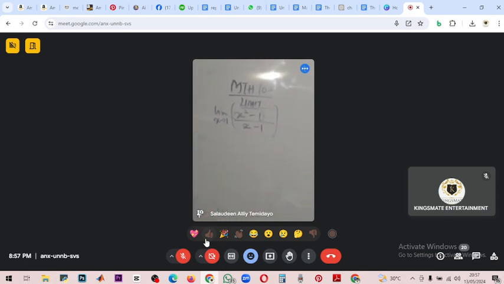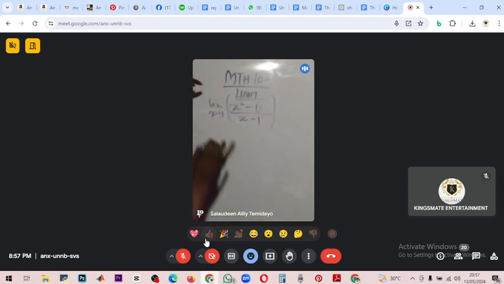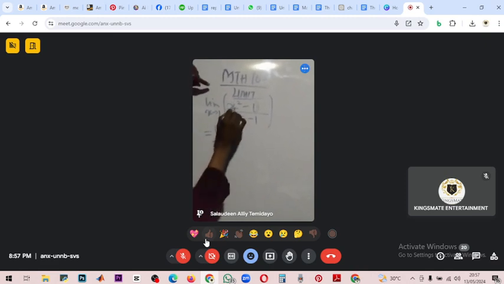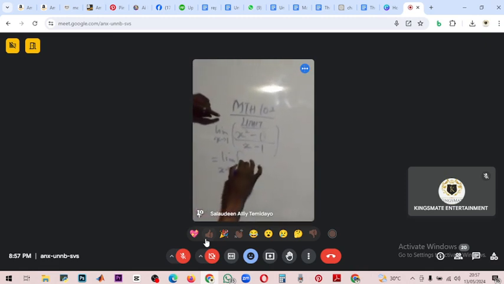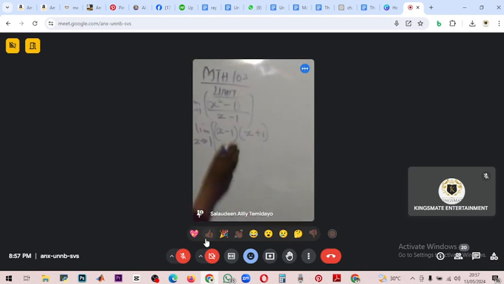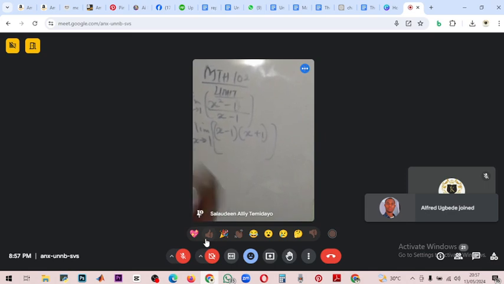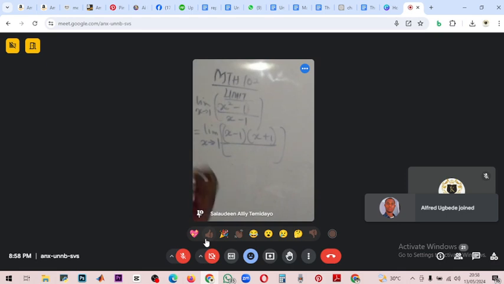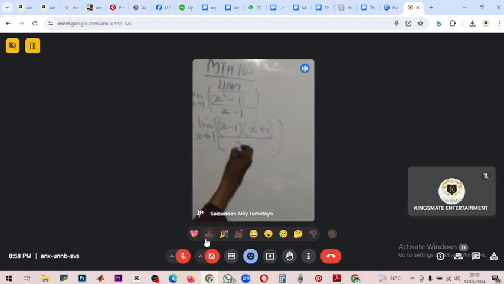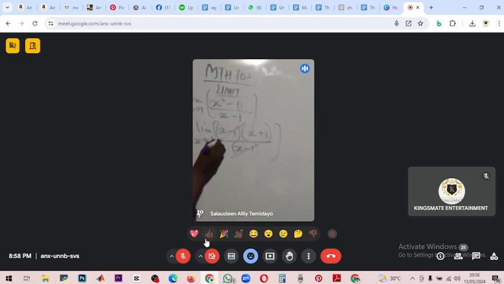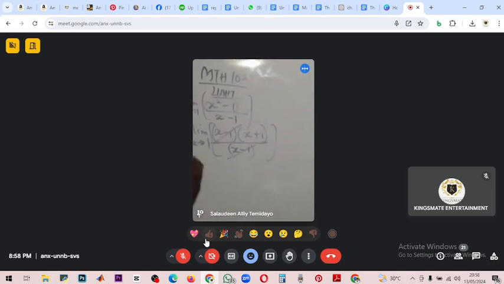Because of that, we're going to use the factorization theorem here. What do we mean by that? Factor theorem, rather. Let's go. Limit as x goes to 1. Factorize x squared minus 1. That is x minus 1 times x plus 1. That is the difference of two squares. I personally explained this, I think, last semester. Over x minus 1. You can see now that x minus 1 cancels this x minus 1. What are we left with?